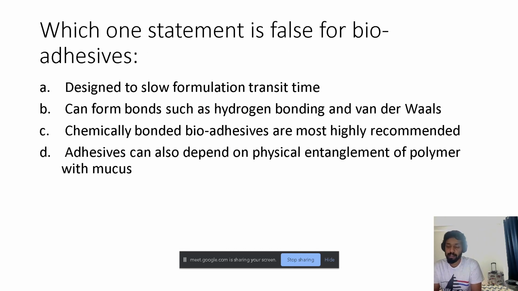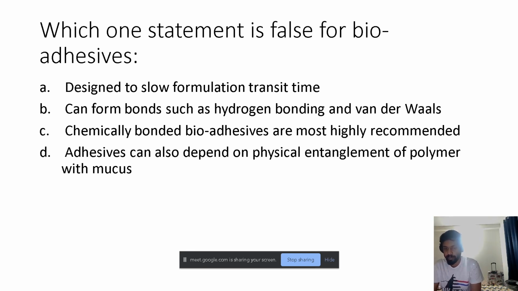Which one statement is false for bioadhesives? They're designed to slow formulation transit time. They can form bonds such as hydrogen bonding and van der Waals bonds. Chemically bonded bioadhesives are most highly recommended. Adhesives can also depend on physical entanglement of polymer with mucus.